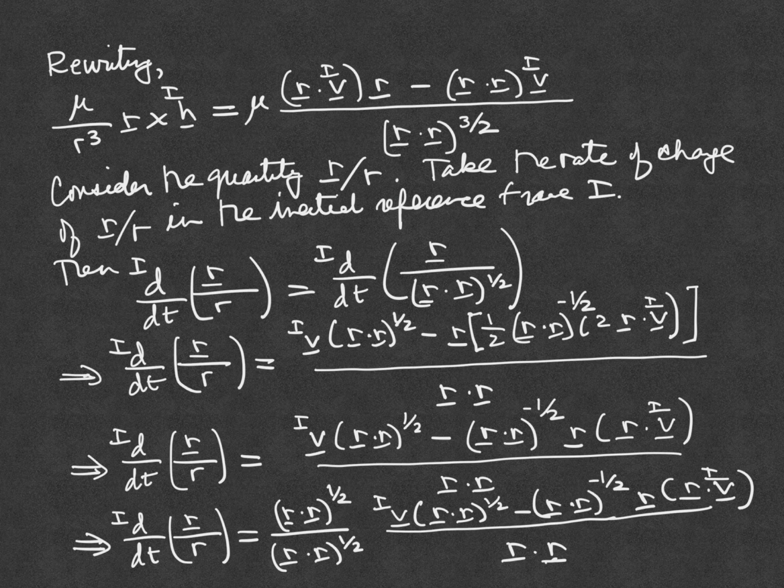Now when I multiply this whole thing through, I get r dotted with r to the 1/2 times r dotted with r to the 1/2, which just gives me r dotted with r. So this gives me VI times r dotted with r. And then r dotted with r to the 1/2 cancels with r dotted with r to the minus 1/2, and I'm just left with minus r times r dotted with VI. So let's write that out on the next page.